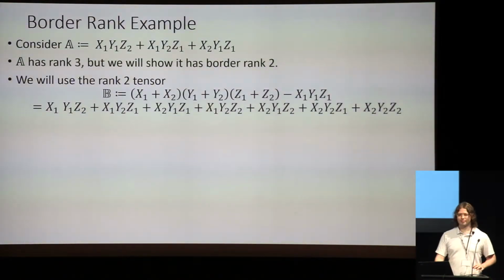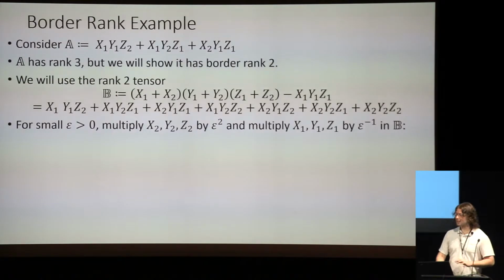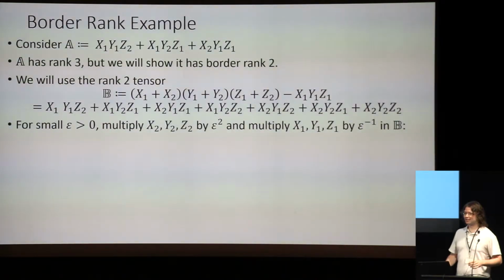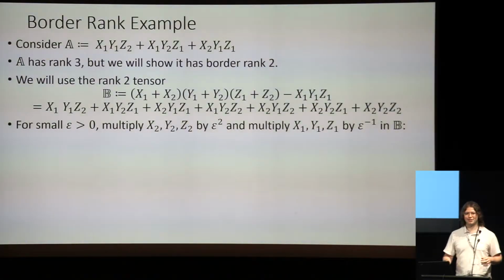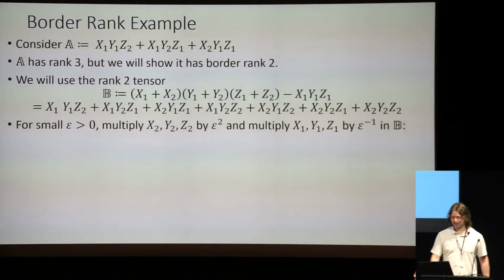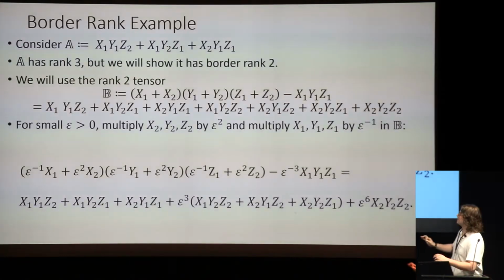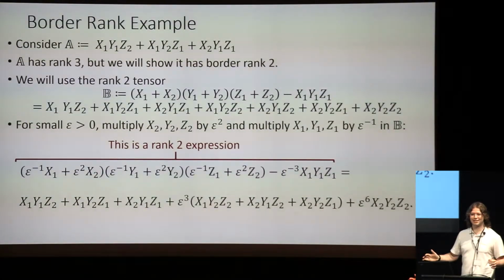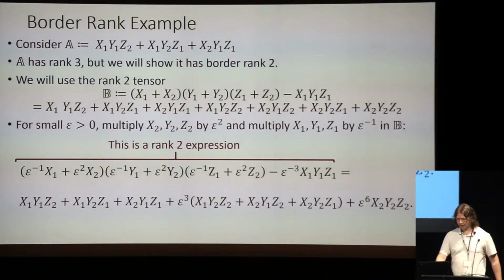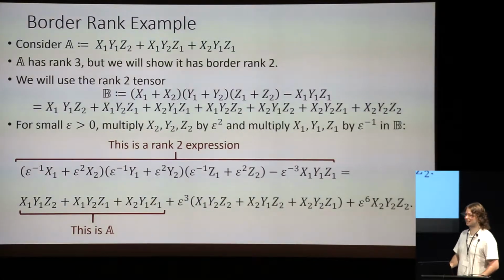So now we're going to transform B in a particular way. What we're going to do is we're going to pick a really small positive number epsilon, and then in both the expressions for B, whenever x2, y2, or z2 appears, we're going to multiply it by epsilon squared, and whenever x1, y1, or z1 appears, we're going to divide it by epsilon. So what do we get? Well, here are the 2 expressions. So now, at the top, no matter what epsilon is, we still have some rank 2 expression for some tensor. And what do we get at the bottom? Well, in these terms, the powers of epsilon cancel out with each other, and they're exactly equal to our tensor A we care about.